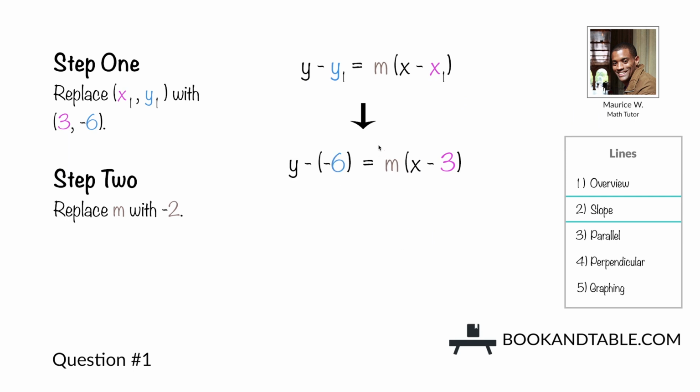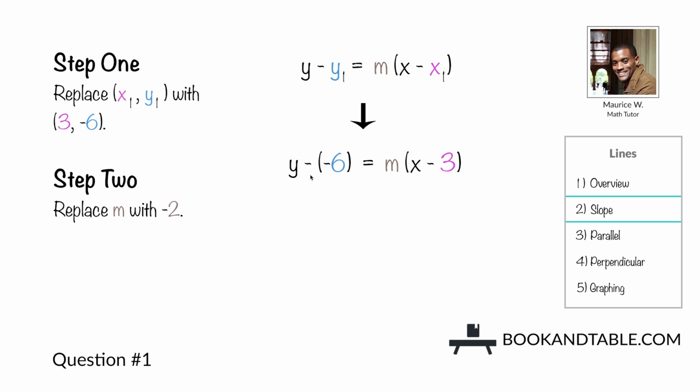Okay, so to find the equation for these lines, we're going to use the point slope form. y minus y1 is equal to m times x minus x1. So we were given a point for each of these 3 questions. So for those points, you plug the x-coordinate in here, the y-coordinate in here, and then you take the slope that was given and you plug it in for m. So step 1, replace x1, y1 with 3 and negative 6.